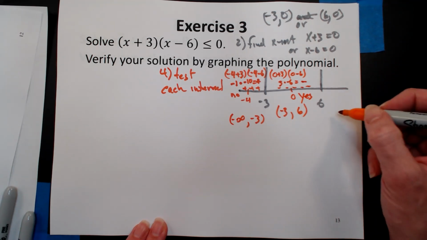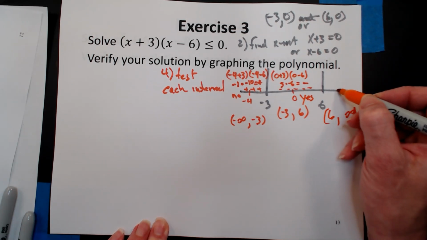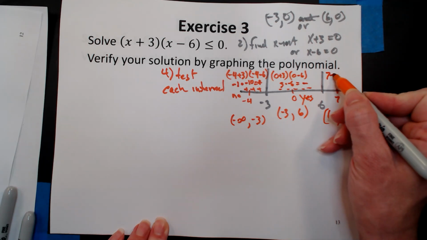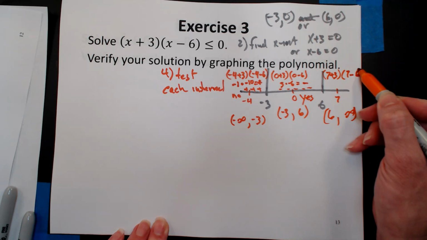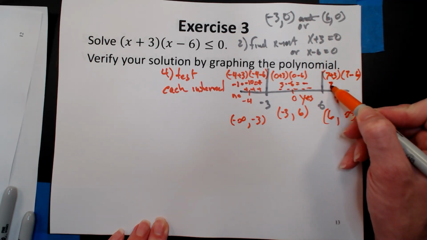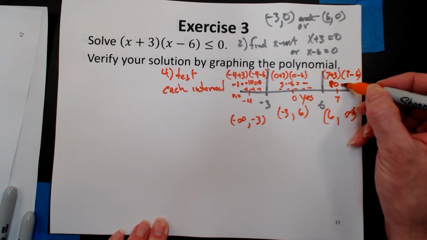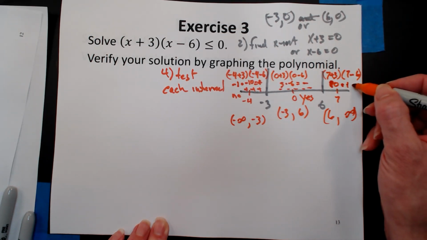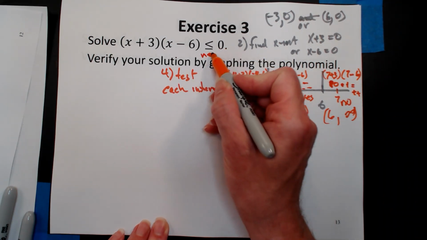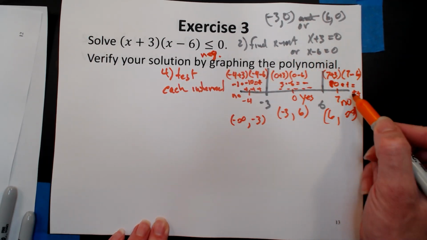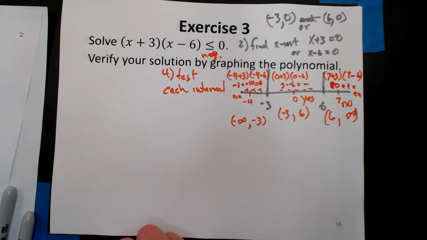And then we're going to test something between 6 and positive infinity. When we test something like 7, we're going to have 7 plus 3 times 7 minus 6. And that's going to give us, actually 10, excuse me, positive 10 times 1, which is equal to a positive number. And so we want negative numbers. And since we have positive, this is no. So the solution set we want is going to be right here.